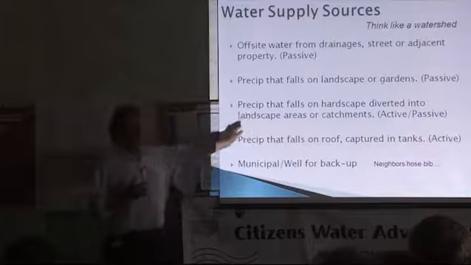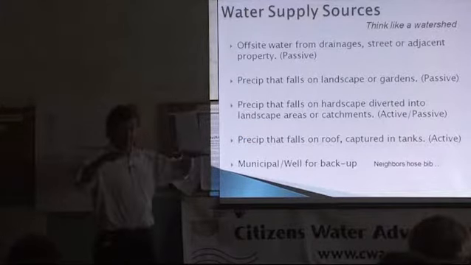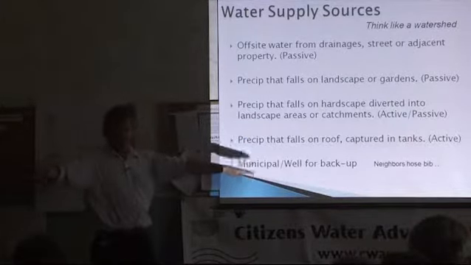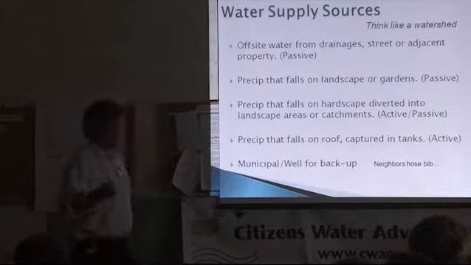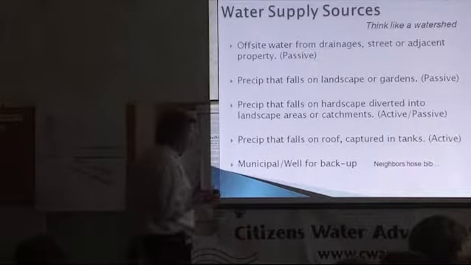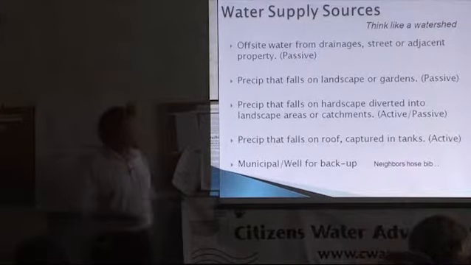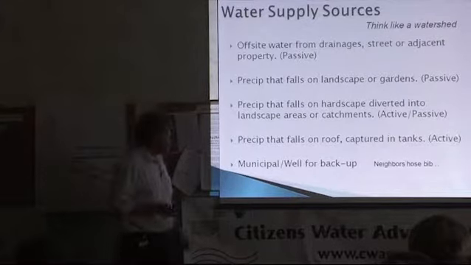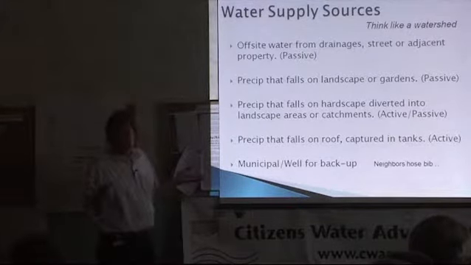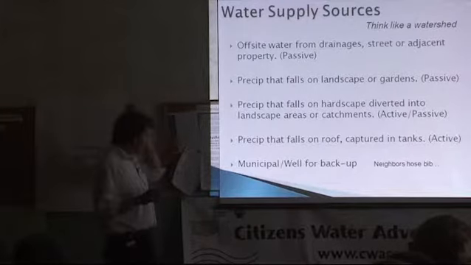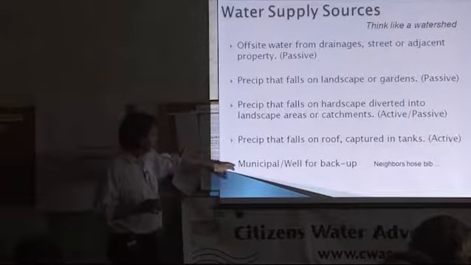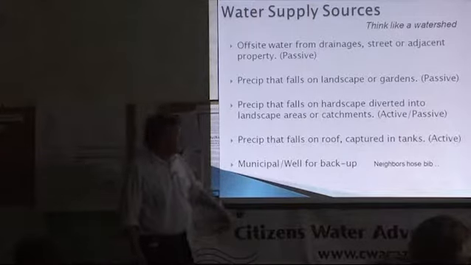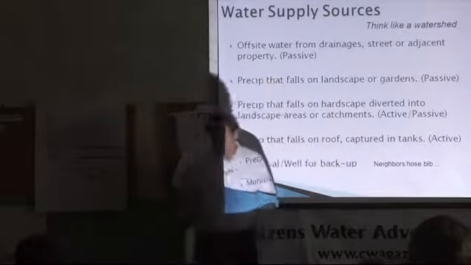I don't believe in it in an arid climate like ours. I'd rather do a hardscape, shed that water off of a concrete driveway into adjacent planters where the trees can take advantage of it. Porous pavement is notoriously prone to clogging, there are maintenance issues, and it's expensive. Pavers are porous pavement, however. If you want to do a paver driveway, that's totally fine, that works too. Roof capture, we already talked about that. And a municipal well for backup. Or you can steal water from your neighbor. I'm joking.